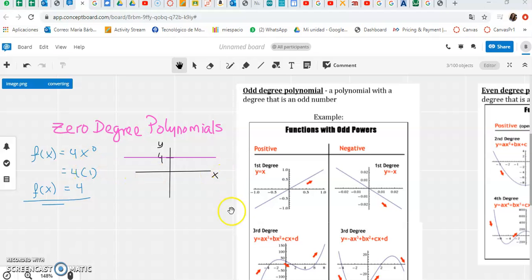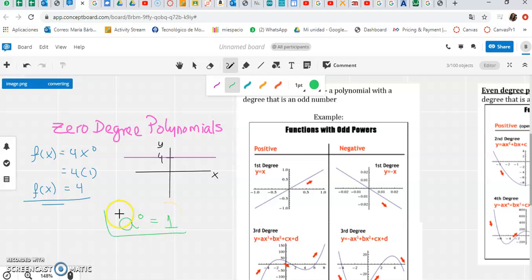And remember, we have a theorem that says, let me write it here so you can remember about the polynomial, about the theorem. The theorem says that any letter or a variable or number raised to the 0 power equals 1. Okay, so don't forget about this theorem. Well, now, knowing that, we have that 4 is being multiplied by 1. So in the end, we have f of x equals 4.